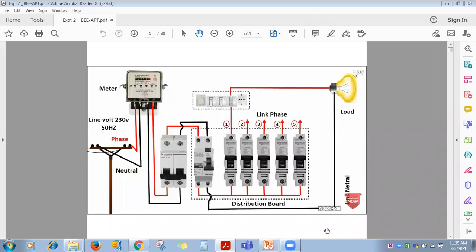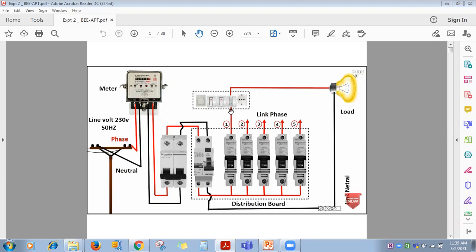Second experiment, we are going to learn about earthing, types of earthing, why earthing is necessary, how we can minimize earthing resistance, then cable, its construction, its application. Next to it, we are going to see fuses, types of fuses, its application.